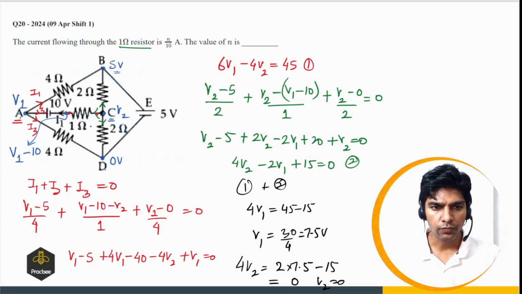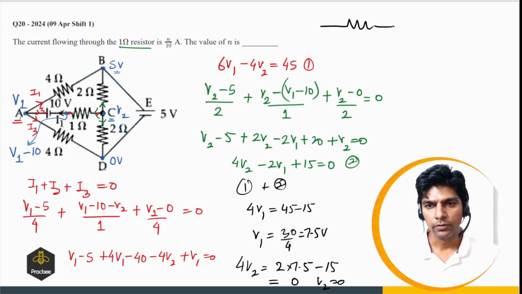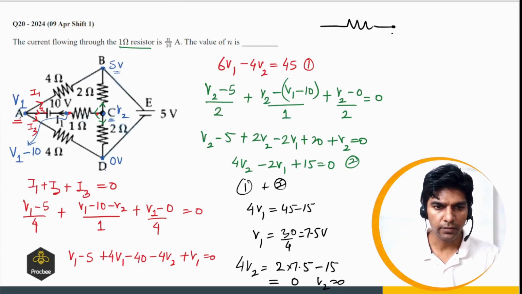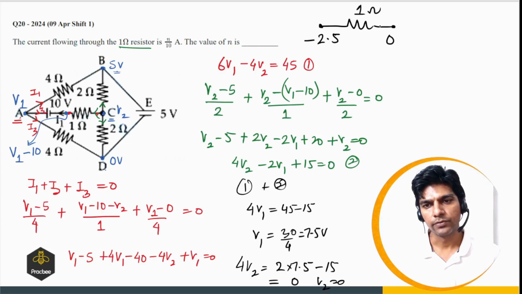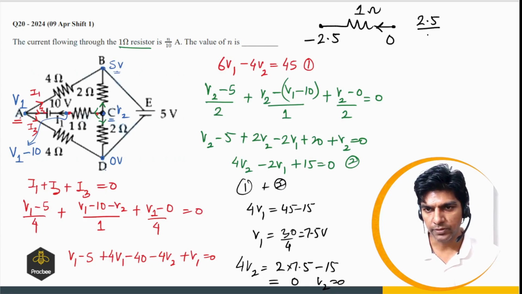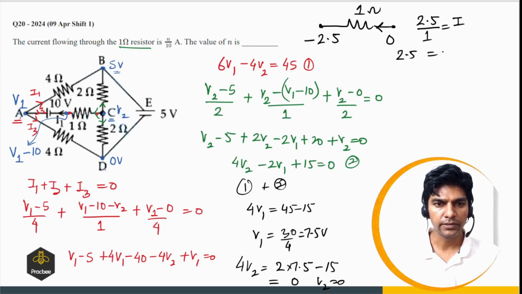So if you consider this 1 ohm resistor, to the right of this 1 ohm resistor at C the potential is 0, and to the left of this resistor the potential is V1 minus 10. So V1 is 7.5, so it will be minus 2.5, and the resistance is 1 ohm. So if you want to find the current, the current will be in the left direction, so it will be 2.5, the potential difference, divided by the resistance. So it will be 2.5 ampere and it is given as n by 10. So n comes out to be 25.